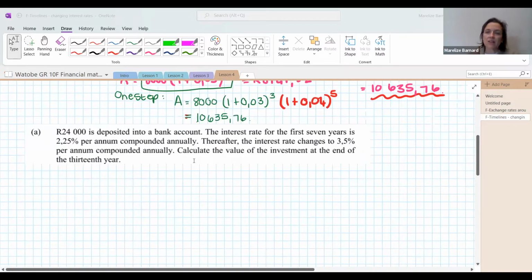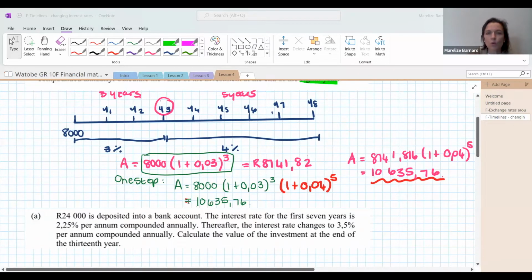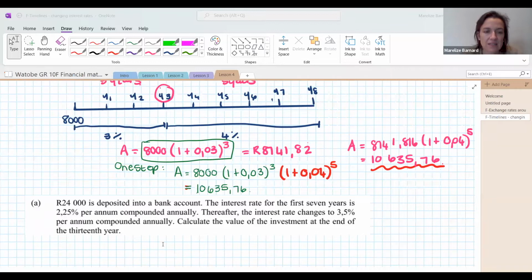Okay, so now that quite a few have read this, I want you to try this one. Give it a go on your own by just first starting with your timeline. So we've got 24,000 is deposited into a bank account. The interest rate for the first 7 years is 2.25% per annum compounded annually. Thereafter, the interest rate changes to 3.5% per annum compounded annually. Calculate the value of the investment at the end of the 13th year.